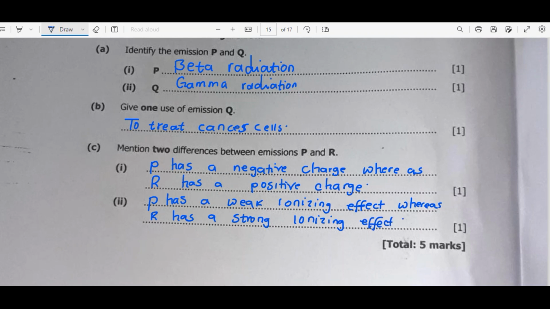Or if you want, we can look at it in terms of mass. Alpha has a higher mass compared to beta. The mass is so small. Then if you want, we can also look at the speed. In terms of the speed, beta travels faster than alpha. Then also in terms of what these radiations can pass through, you can also give that.